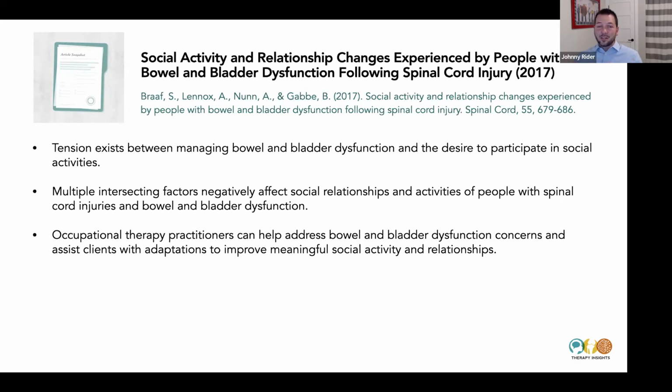There's a ton of different factors that were identified that really negatively affected the relationships they had, the activities that they were engaged in. So again, great things for us to ask about and at any stage of that rehabilitation, and maybe even more so after they've gone home, for those of us working in outpatient or community-based or home health. And so we've already highlighted our role here, but we should be addressing this. We have training in it, and we should be broaching this topic so that we can help them improve and engage and participate in meaningful relationships, meaningful social activities, get them out of the house, in the community, doing whatever is important to them.